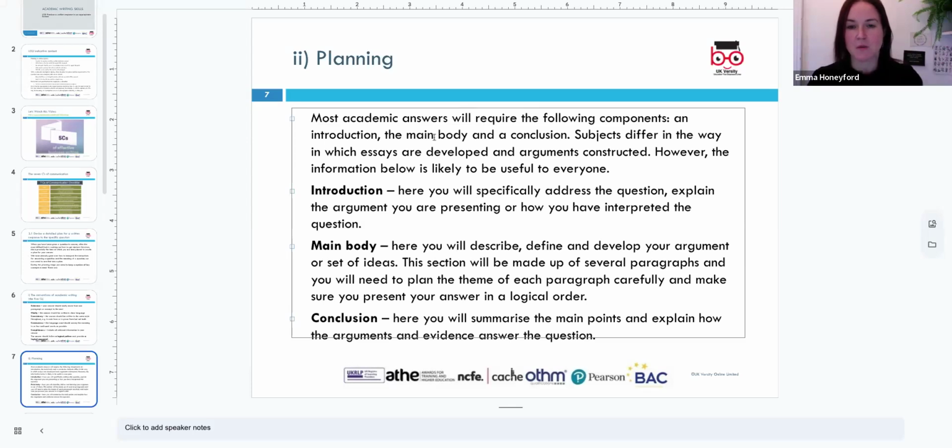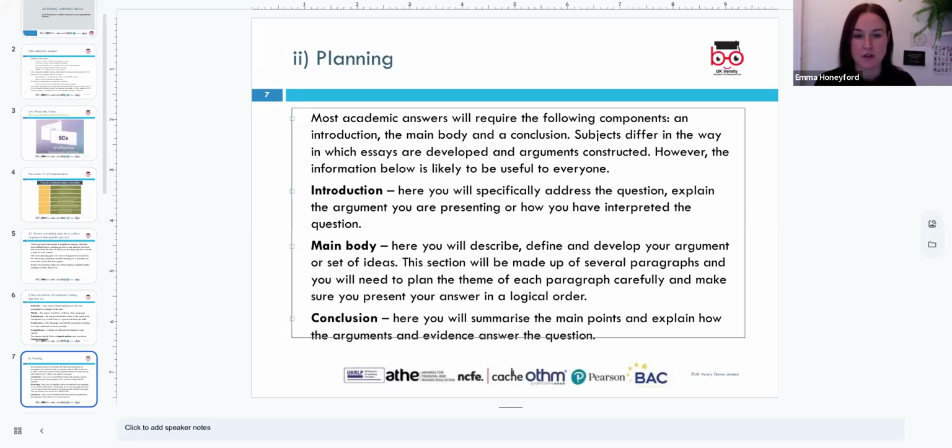So, planning section. Most academic work will require the following components: an introduction, the main body, and a conclusion. Subjects differ in the way in which essays are developed and arguments constructed. However, the information below is multidisciplinary and it applies across most subject areas for the most part. So you'll have an introduction, your main body, and then a conclusion.